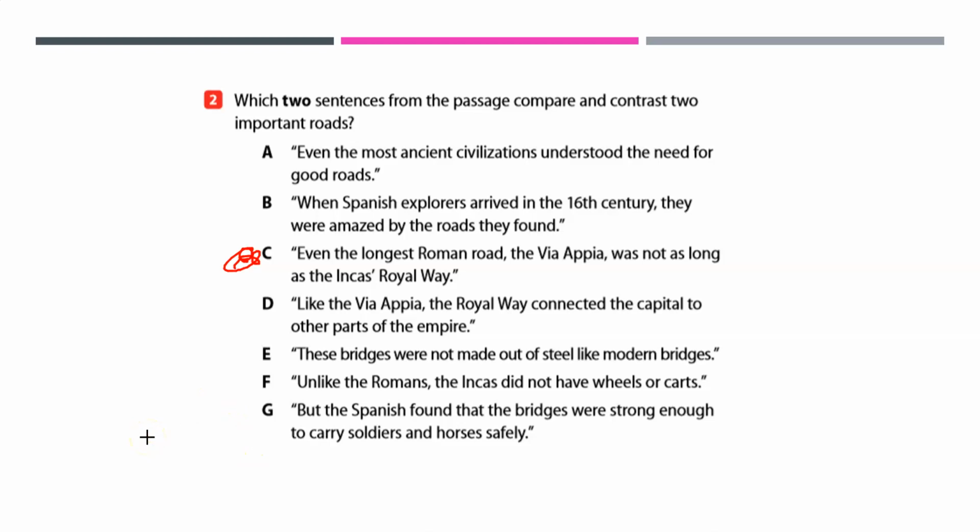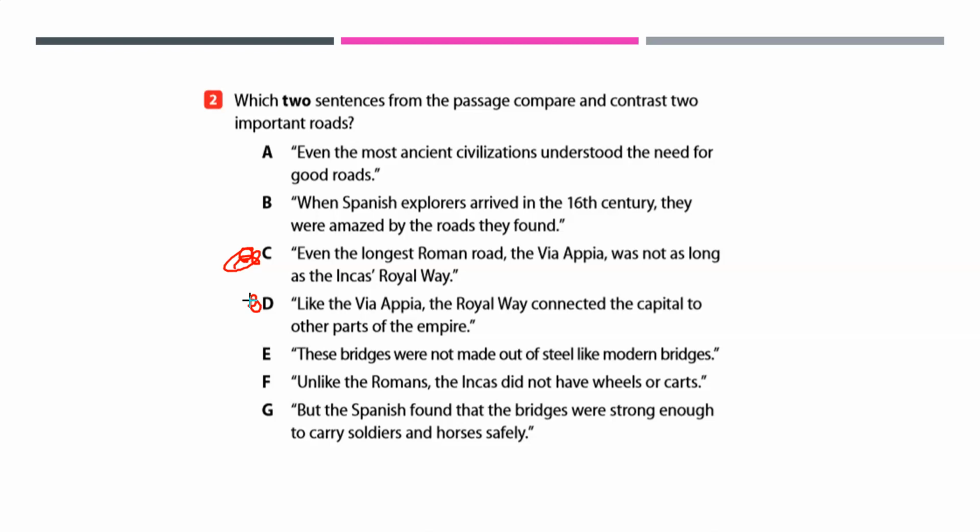D, like the Via Appia, the royal way connected the capital to the other parts of the empire. Is that comparing and showing how they have a similarity? Yes, it is. So we can put a little dot there too. But we still always read all the choices. We never just stop, even if we think we found both answers.